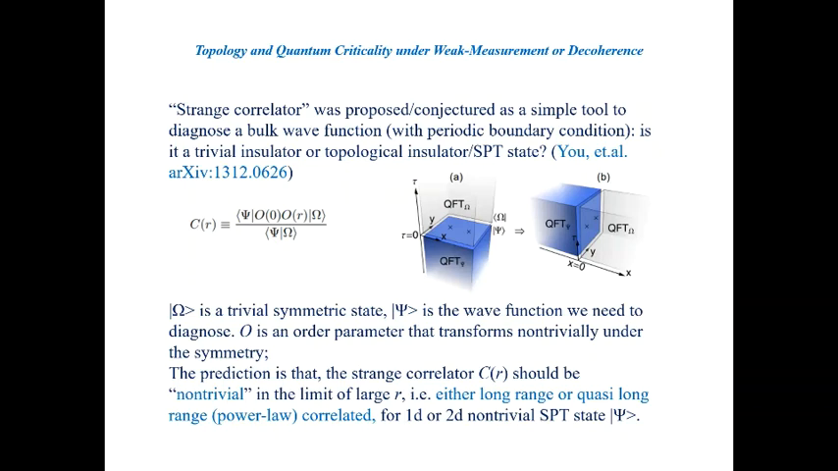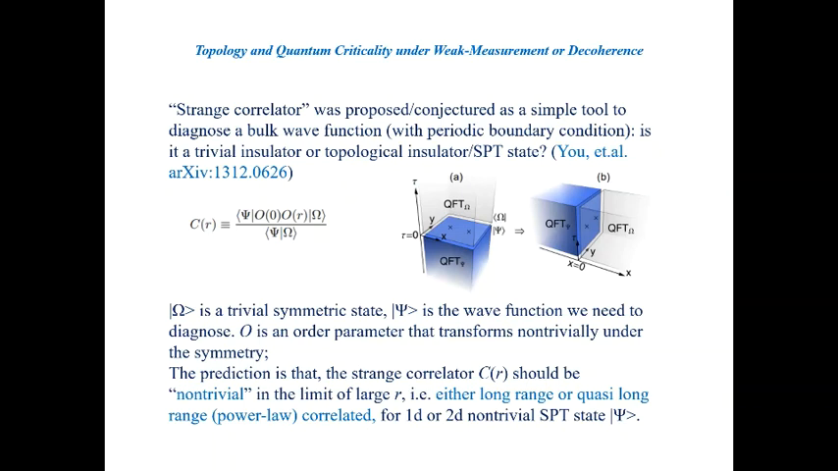So how do we do that? This is a simple tool we designed. It's like an ordinary correlation, but it's sandwiched between psi, which is the state I want to diagnose, and omega, which is the trivial disordered state. Suppose I know the symmetry of the system and also know the Hilbert space, I can always design a trivial state. O is an operator or order parameter which transforms nontrivially under the symmetry. The prediction is that this quantity should have either long-range behavior or power law decay when R is large, which means that the strange correlator should always be nontrivial.